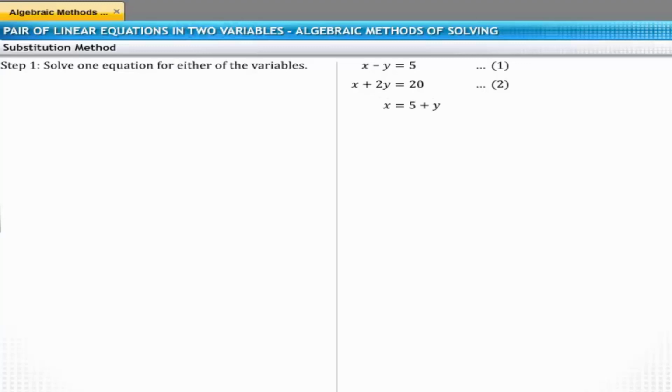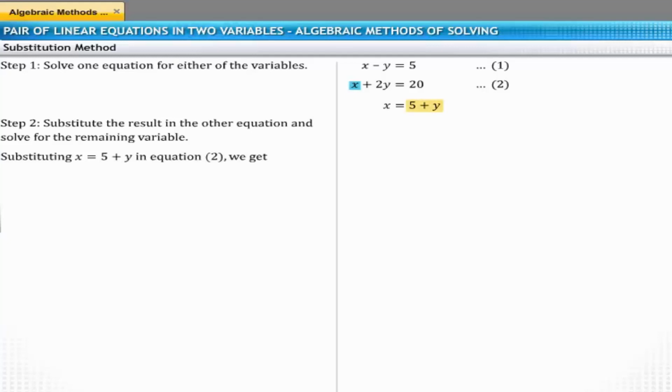We have x is equal to 5 plus y. In the next step, we'll substitute the resultant value of one variable obtained in the other equation and solve for the other variable. Here we'll substitute the value of x, which is equal to 5 plus y in equation 2. Let's solve this equation further. Hence, the value of y is equal to 5.